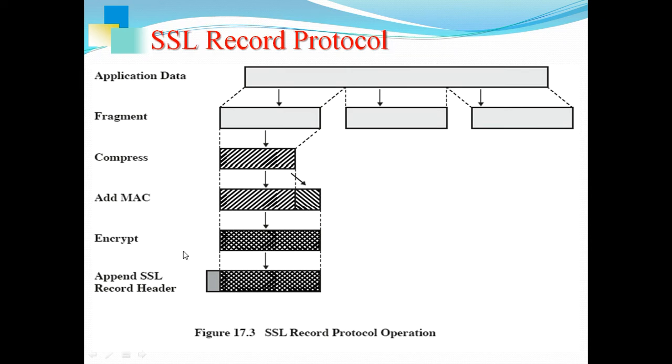Append it to the end of this compressed fragment. Then encrypt: the compressed fragment plus the MAC, that means data plus MAC, will be encrypted. Then append an SSL record header. These are the SSL record protocol steps. Application data comes first: fragmentation is actually the first step. Fragmentation, compression, add MAC, encryption, then add the header.